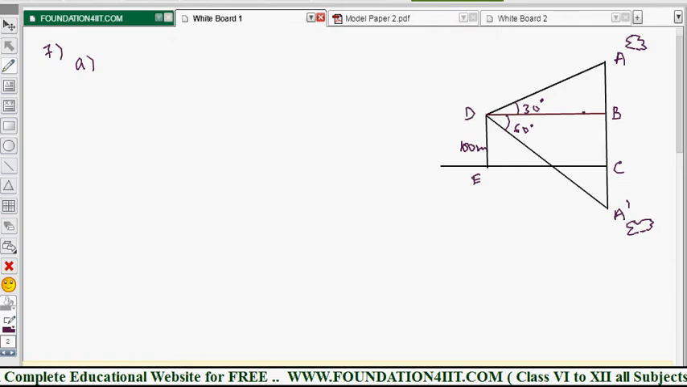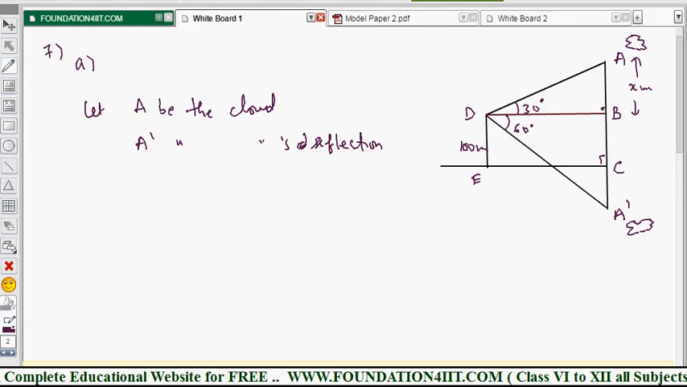Now the height of the cloud, let it be AC. Let the distance from A to B be x meters. So the total AC is the height from the lake. From 100 meters above, the angle of elevation and angle of depression are there. Let us take the triangle. Let A be the cloud and A dash be the cloud's reflection. So everything is 90 degrees, and in this triangle this angle is 90 degrees.